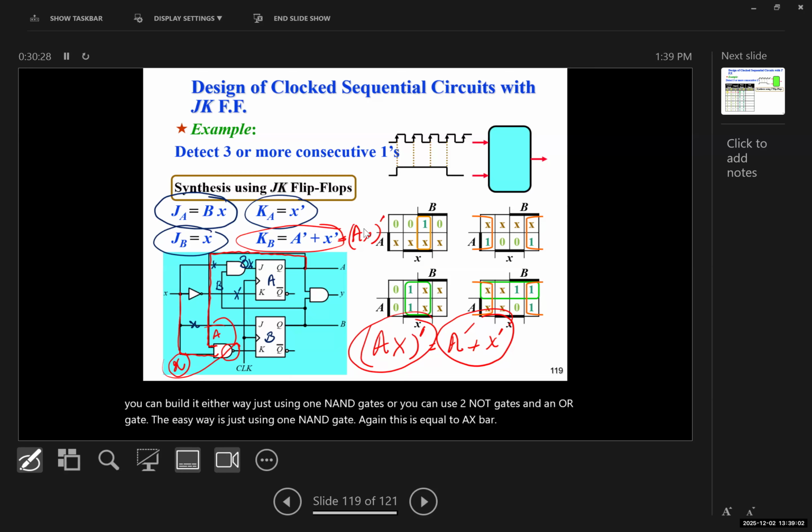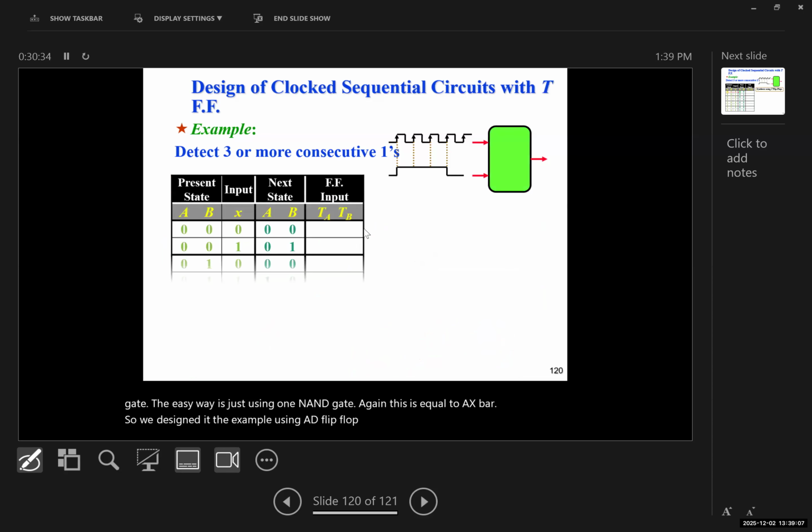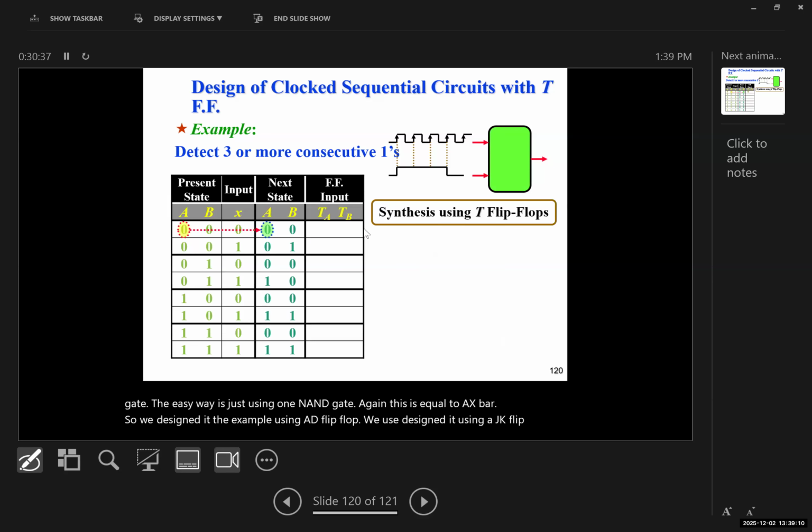So we designed the example using a D flip-flop. We designed it using a JK flip-flop. Now let's use a T flip-flop. Now for a T flip-flop, we have two inputs for the flip-flop, TA and TB. The present state is 0. The next state is 0. And the input is 0. So when we go from 0 to 0, TA would be 0. Again, B, when we go from 0 to 0, TB would also be 0.